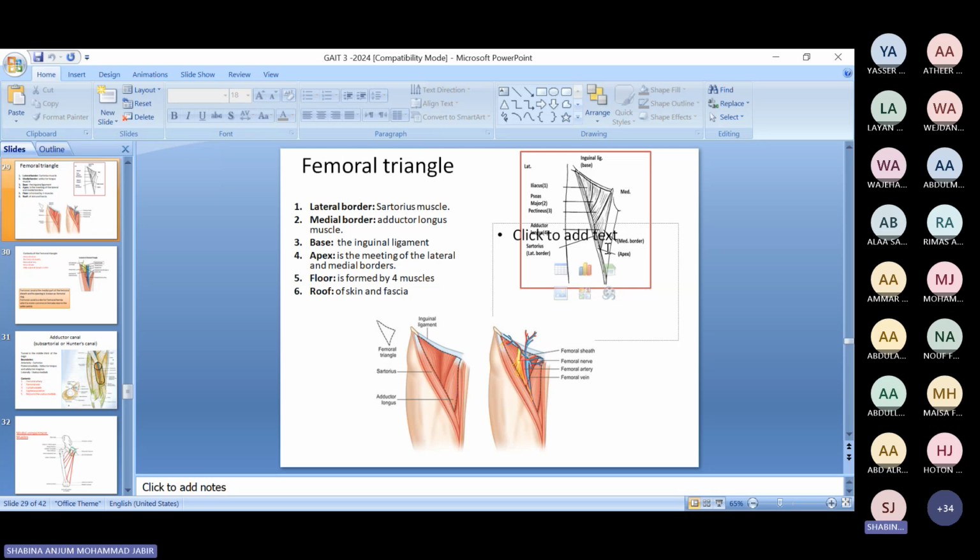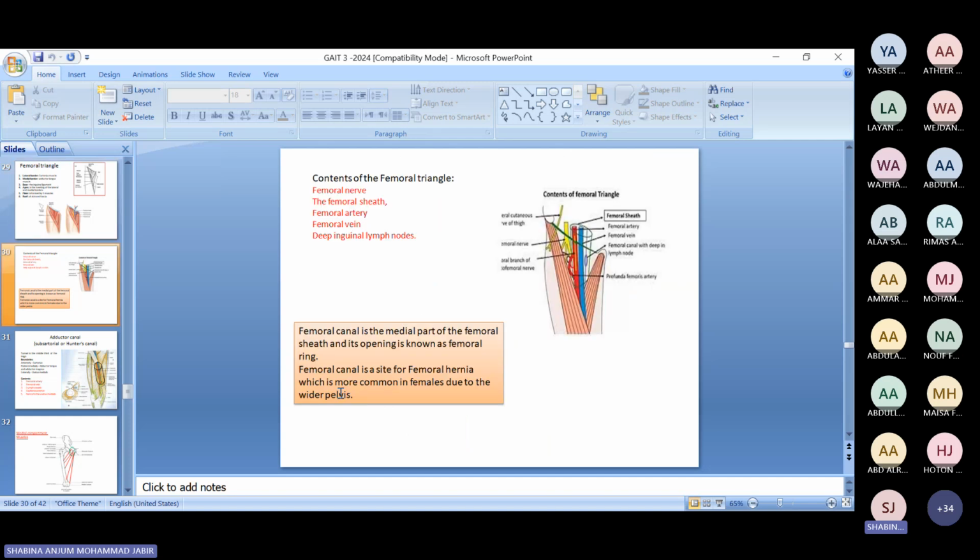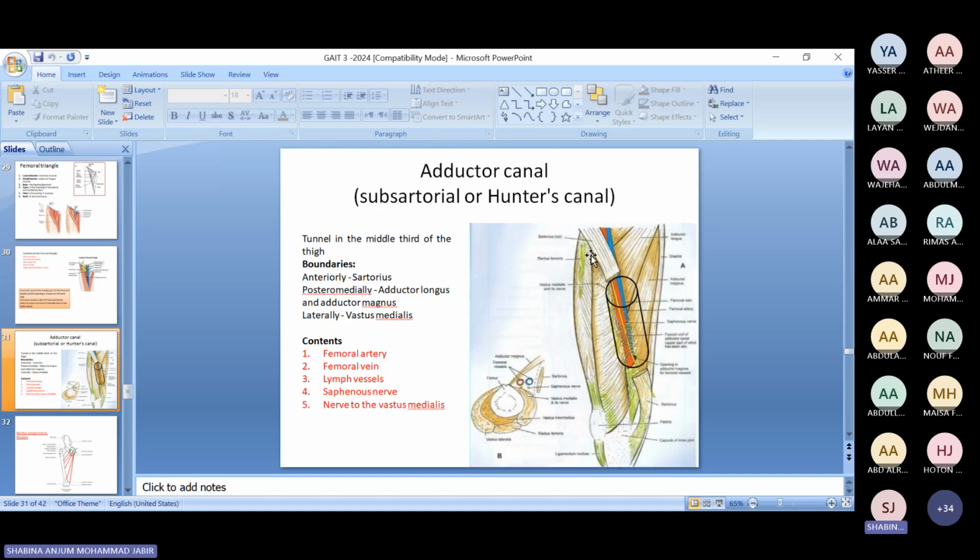But when you cut this sartorius muscle only in this part, you will see that there is a small canal like this. This is the sartorius muscle cut in the lower one-third part. At the middle part of the thigh, there is a canal which is called the adductor canal, subsartorial, or Hunter's canal. This is a tunnel in the middle third of the thigh.